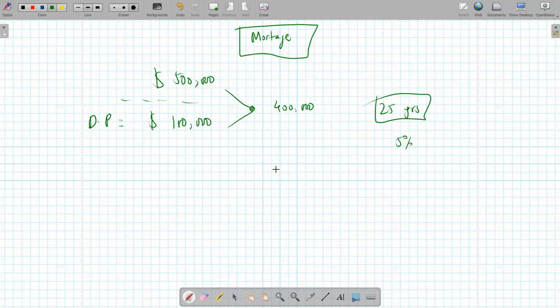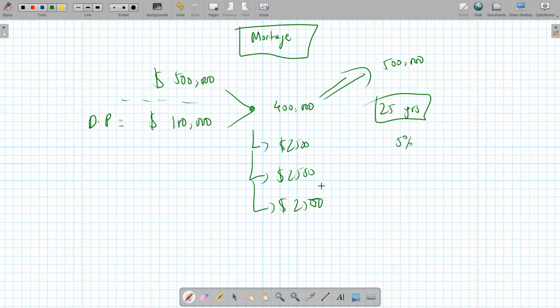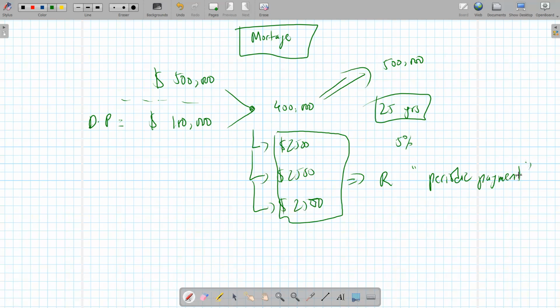So what does this mean ultimately? After 25 years, you'll probably pay them back 500K. But you don't pay one big chunk back. For 25 years, every month, you're gonna pay like $2,500 or something. Okay? This is annuities. And the money that you pay every month, the notation is R. This is gonna be your monthly payment. Well, it doesn't have to be monthly. It depends on how it's compounded, right? This one's compounded monthly, but this is gonna be your periodic payment. Periodic means it depends on how often it's compounded, okay?